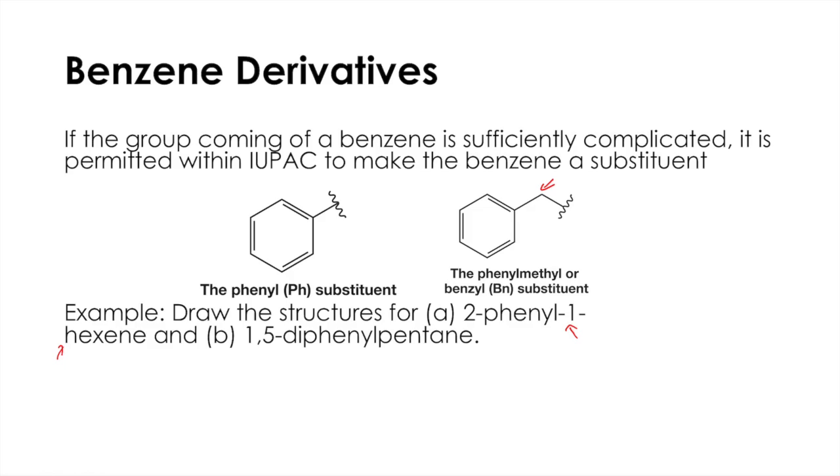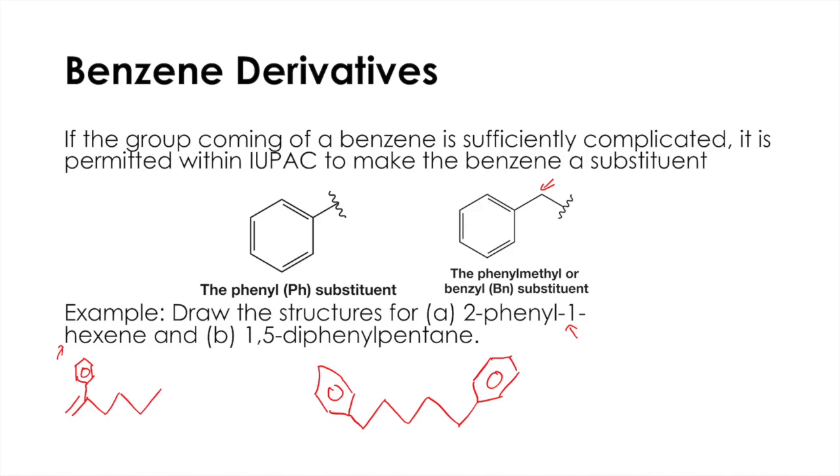So I'll draw the backbone first. So hexene with a double bond on the first position. And then 2-phenyl just means that there's a benzene coming off of position 2. Like that. And then 1,5-diphenylpentane. Well, the root is pentane. 1,5 just means that there are 2 benzene rings or phenyl groups on both ends.